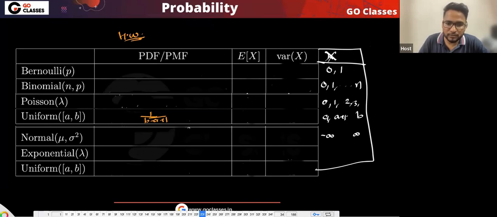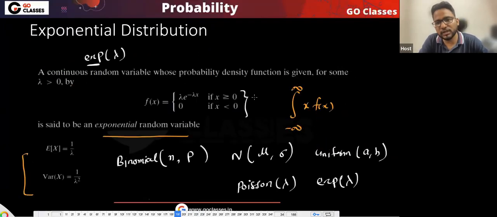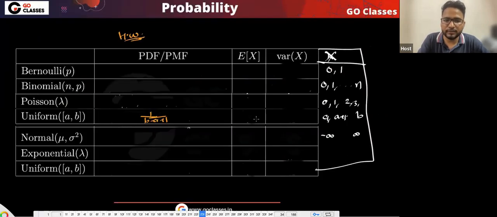And in the exponential, X cannot take any value. If X is less than 0, then it is defined to be 0. If X is greater than or equal to 0, then only it is positive. So just write the values where X can take non-zero values. It can be non-zero only at X greater than or equal to 0. And in this case, X can take any value from A to B. Just write the X values also.